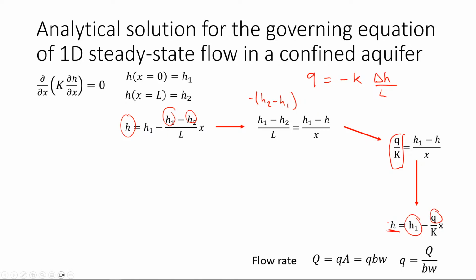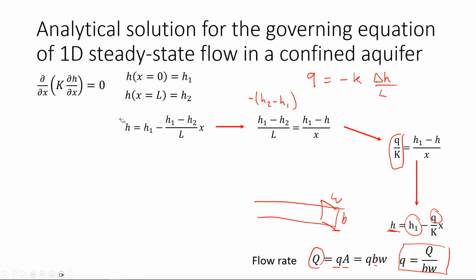You also remember that big Q is small q times area, and the area is the aquifer thickness times the width. That's your aquifer here, so that would be B and that would be W. And then you can also express it in this way. So you basically have two forms of the analytical solution.